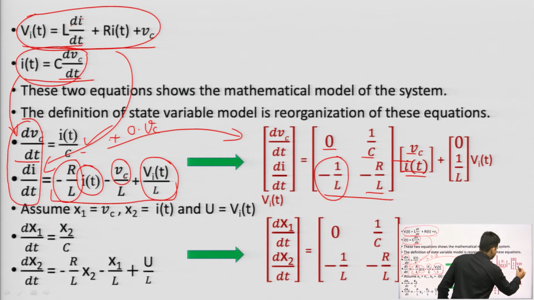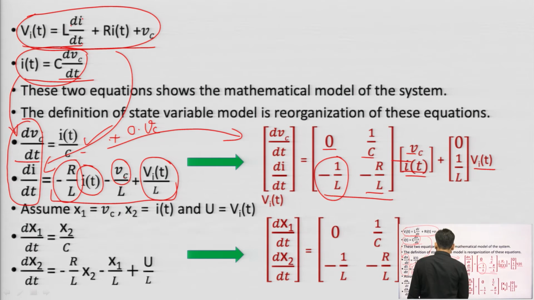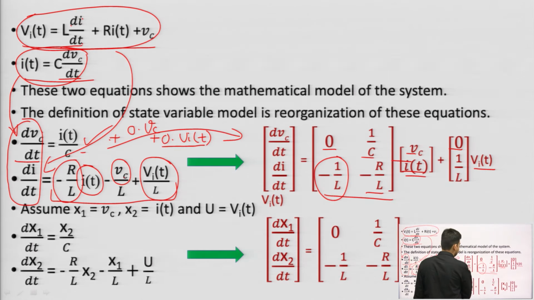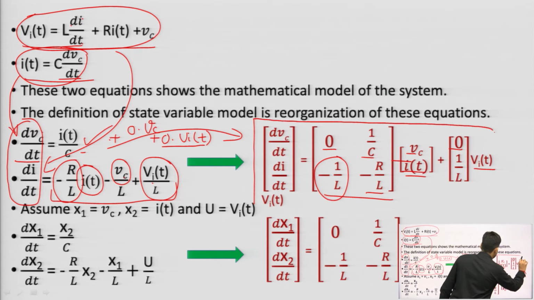So, plus I will make a separate matrix of V I t. V I t is absent in equation number 1. So, I am writing here plus 0 times of V I of t, it is the input. Okay. So, here I will write 0 in the first row because it is 0 in the first equation. In the second equation, the coefficient is 1 by L, I am writing this. So, this is the matrix representation of this given equation.